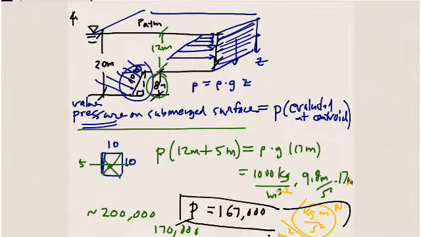We know this is about 1.5 atmospheres. Is that about right? We know that for every 10 meters of depth, that's about 1 atmosphere. We're a little over 10 meters. We're at 17 meters, so a little over 1.5 atmospheres. Perfect. We're in the right ballpark.